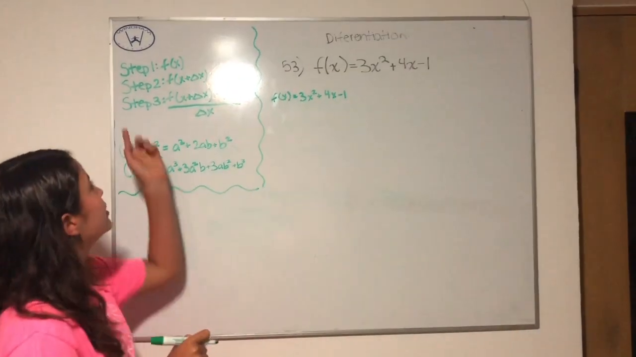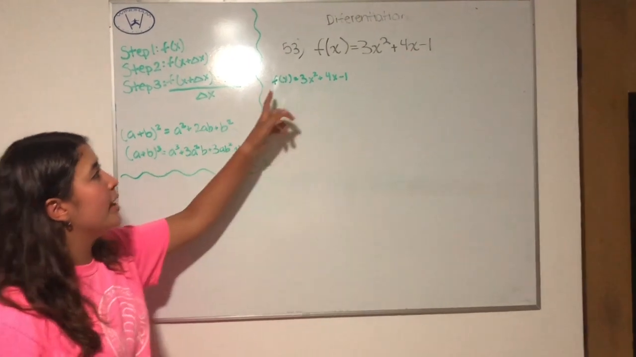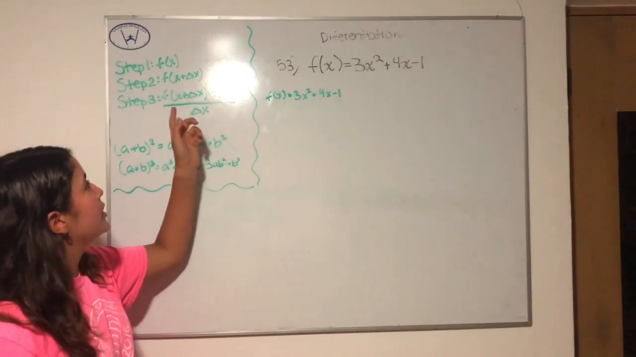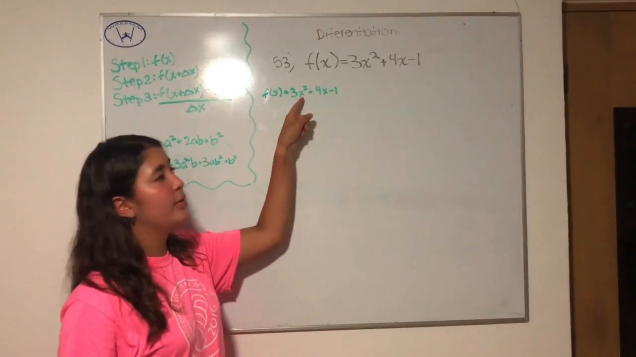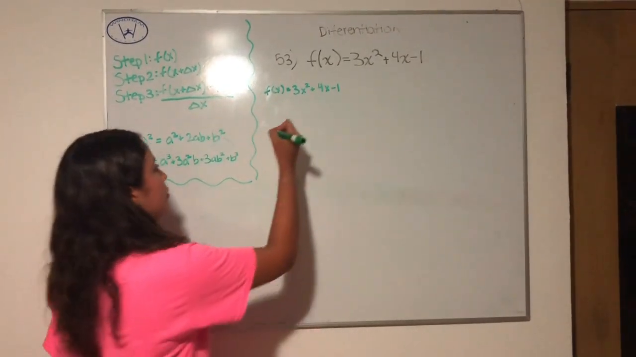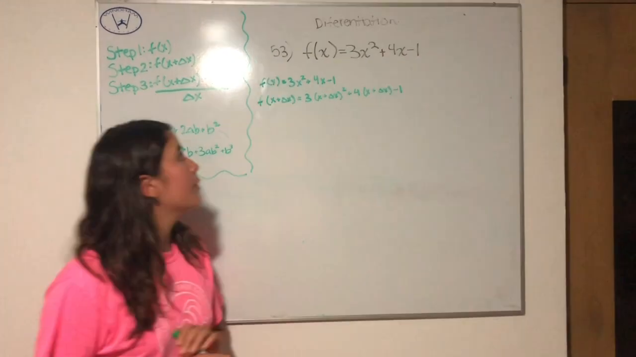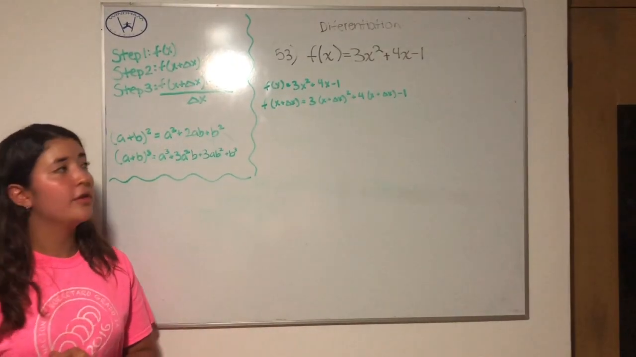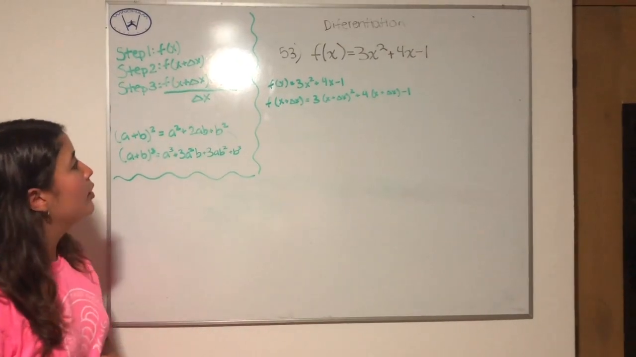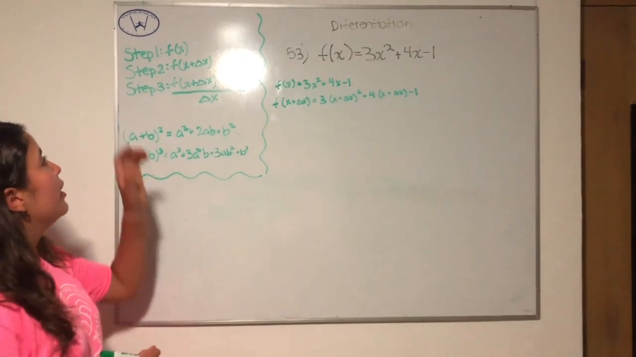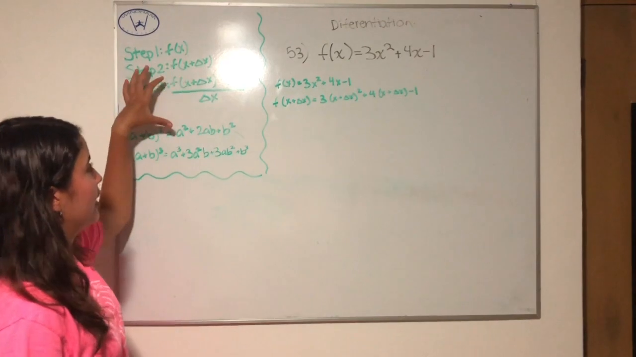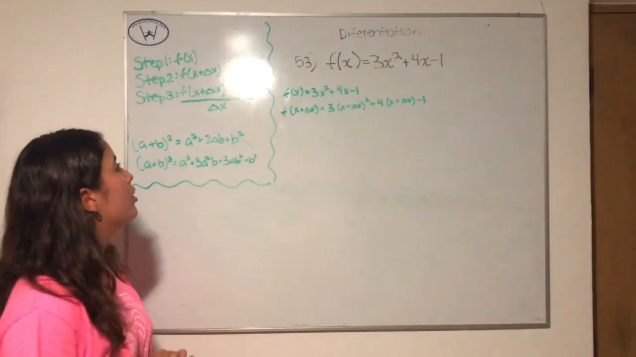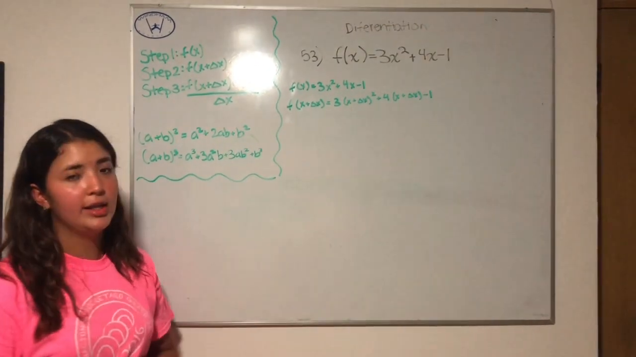Okay, now for our second step, we need to rewrite this function, but substitute x plus delta of x in every x we have in the equation. Okay, so for our third step, we need to substitute these two equations into our formula and write everything over delta of x.